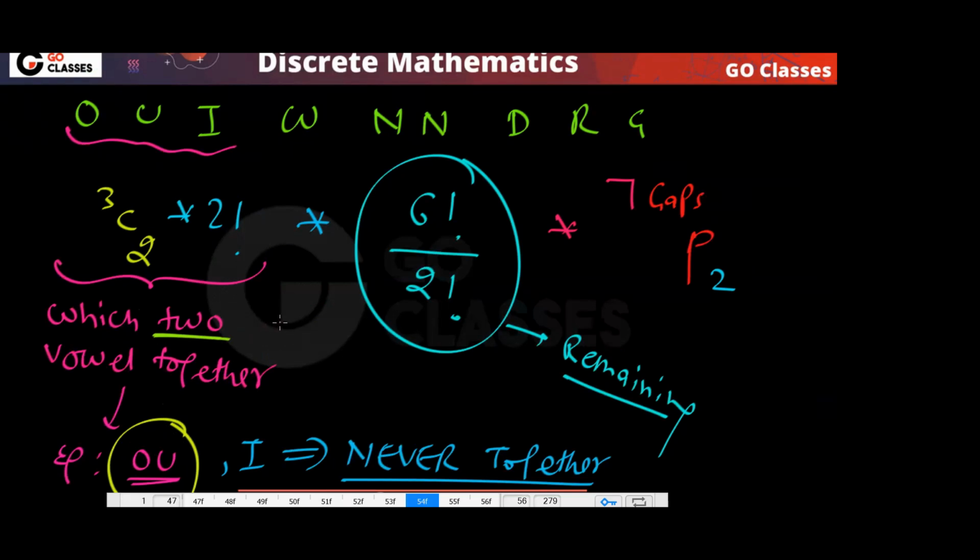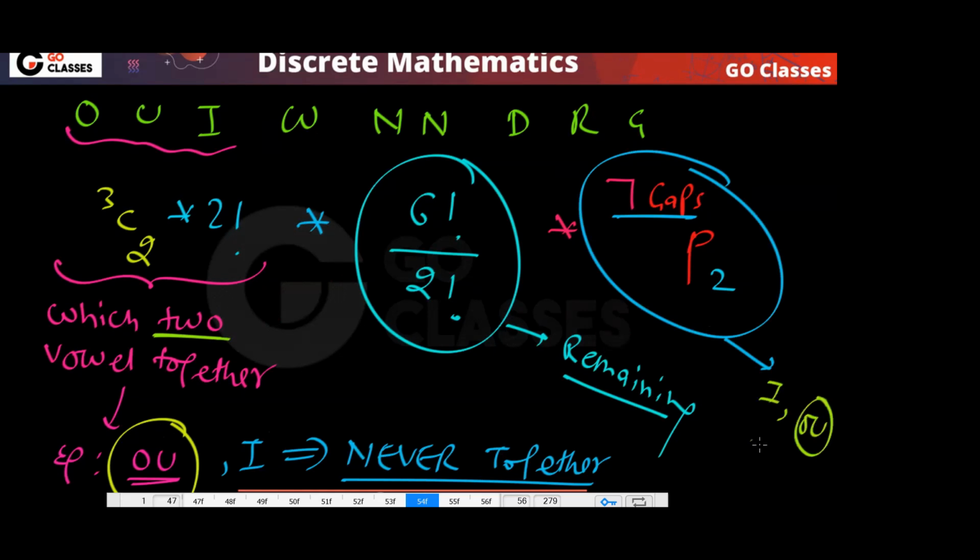Now the remaining people can arrange in 6 factorial divided by 2 factorial ways. And remember, this box and I should never be together. So from the 7 gaps, you can select 2, and you can permute I comma box. This is what you can do.